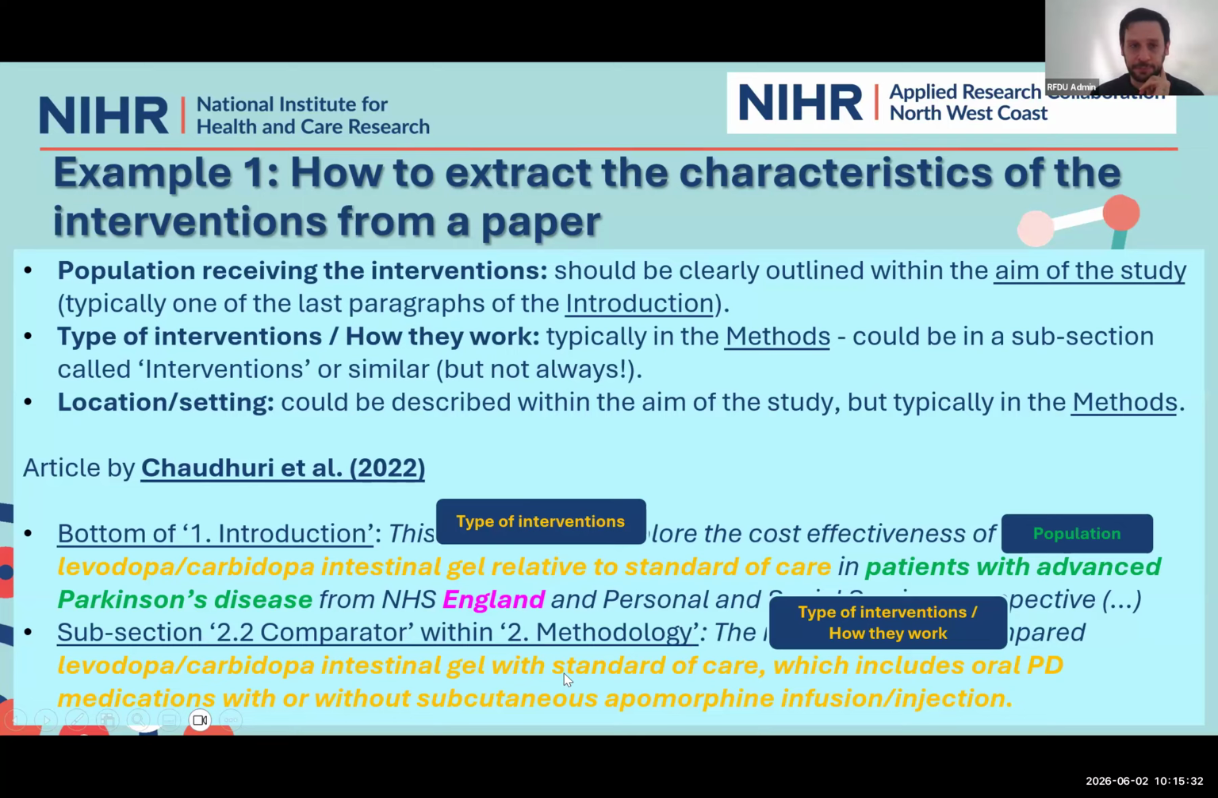information about the intestinal gel and also how it was administered. So you get more details in the methods. So in my opinion, at least, it is always good to look at the introduction, but you get probably more details about the interventions within the methods section of the paper. And the location, of course, here in purple or pink, actually, sorry, which is England.